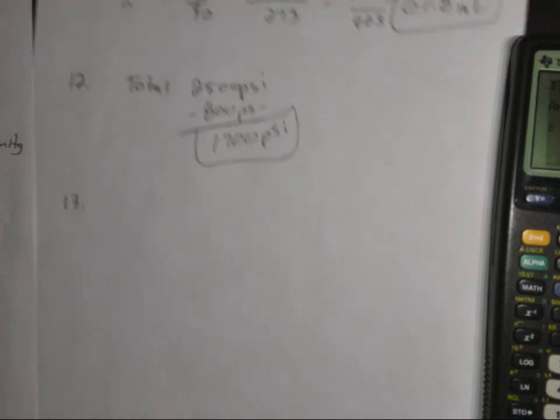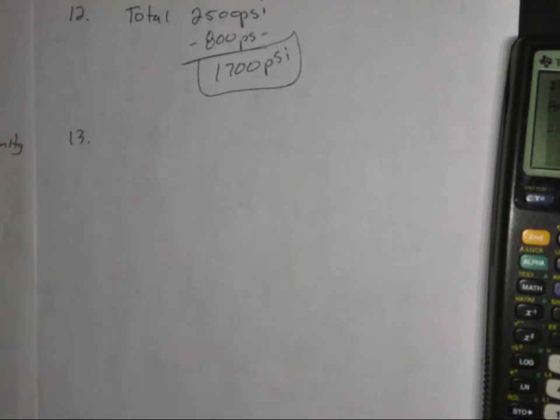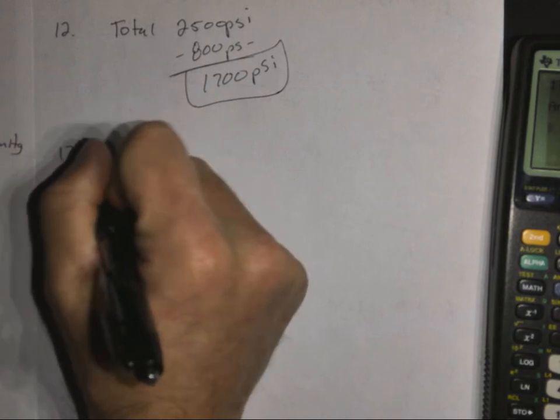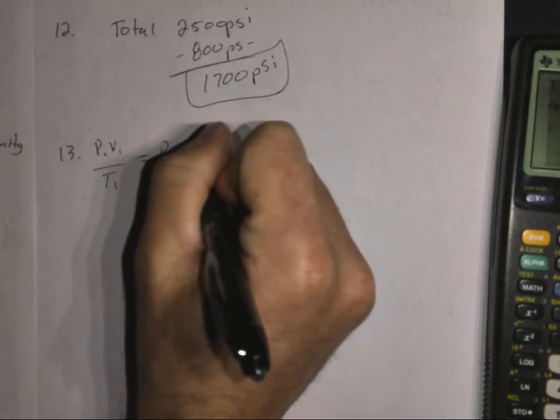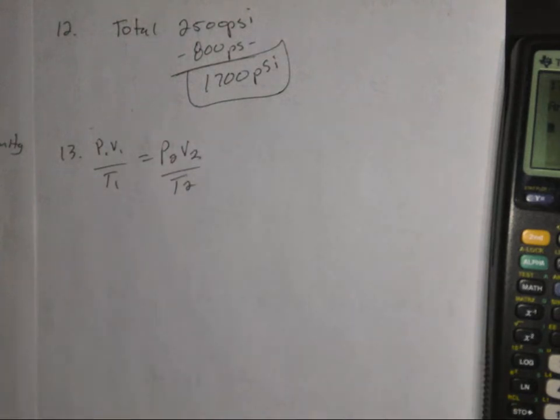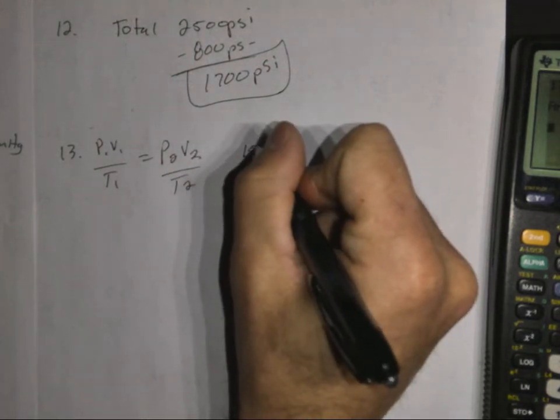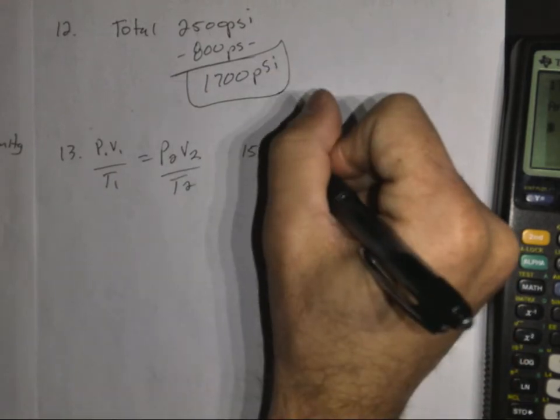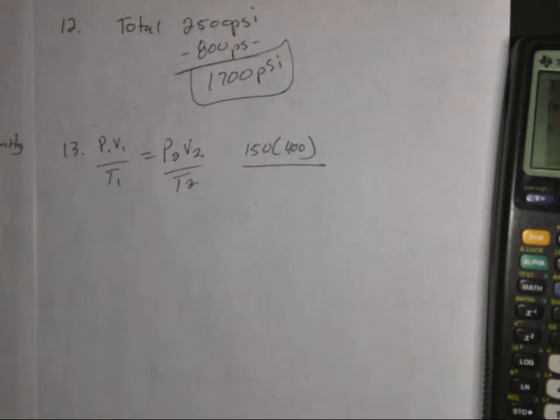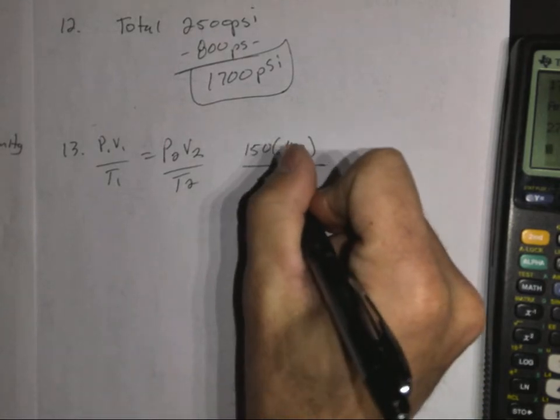13. A gas occupies 400 liters at 125 C and 150 kilopascals. What will be the volume at negative 15 C and 99 kilopascals? So we're going to use the combined gas law because we've got three things. So our first pressure is 150. Our first volume is 400. Our first temperature, we do 125 plus 273, which gives us 398.